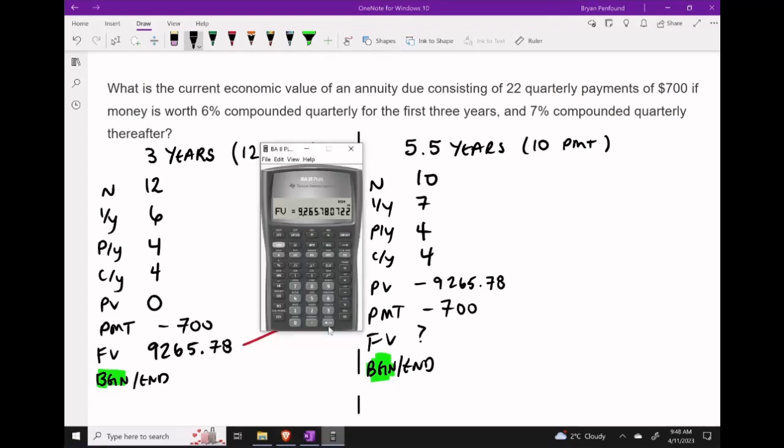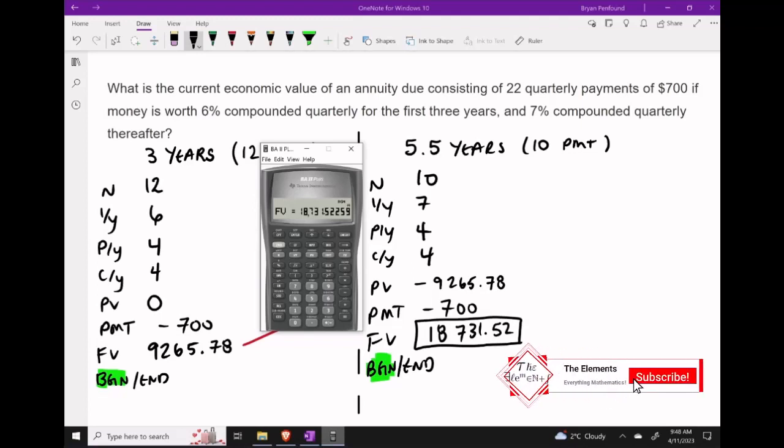So coming back to our calculator, let's take the current future value we have. Let's make that negative, and then let's update that. Let's put that into PV. Payment's going to stay the same, compounding and payment frequencies are going to stay the same. We need to update our interest rate to 7. And then we need to update N to 10. Doing that, we should be able to ask the calculator to figure out our future value, and we get $18,731.52.